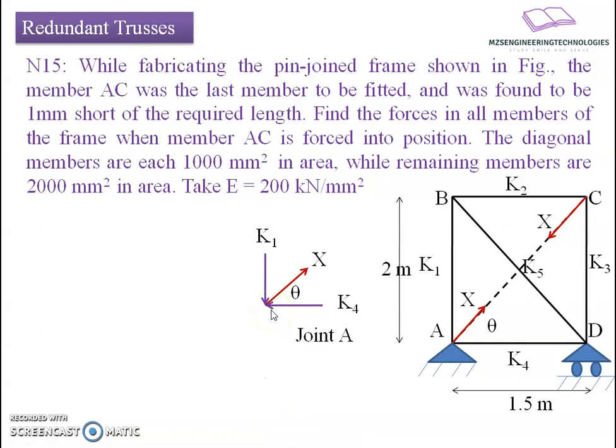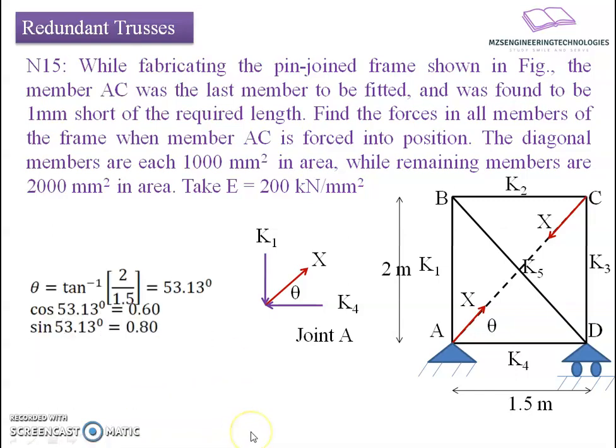We will go with a K analysis, and for that we will move with the joint by joint analysis method. First I will consider joint A. Since there is no external load, no question arises about reactive forces to be developed here. We will see the effect of X only. At joint A, we have three forces: two member forces and one applied redundant force X, which is tensile in nature. To compensate for that, we are going to consider the sign convention for the member forces as compressive in nature.